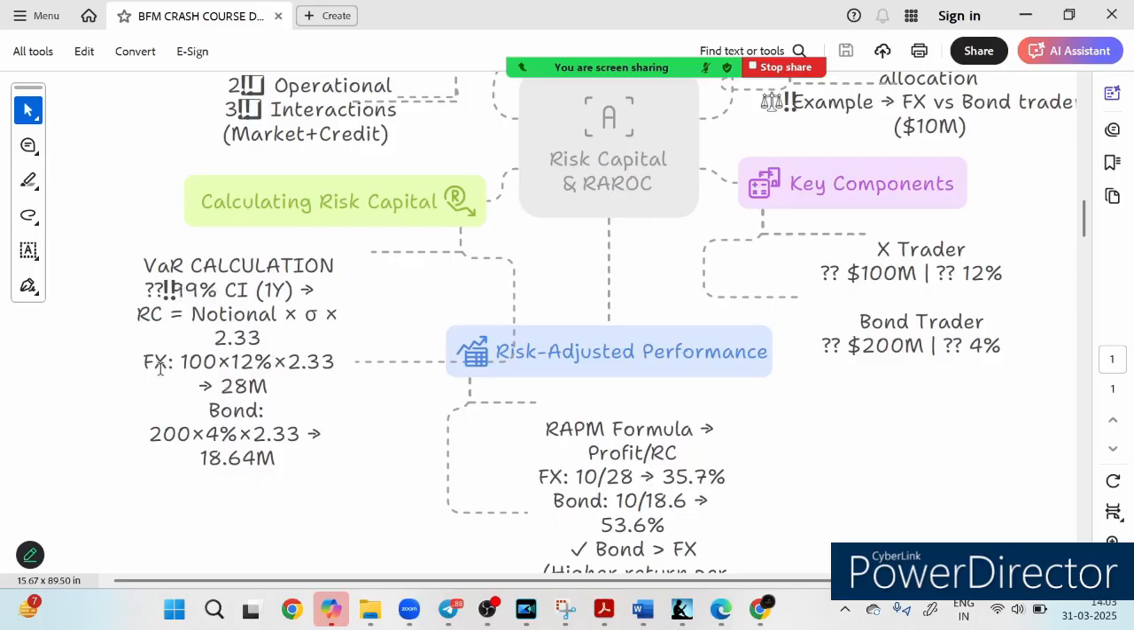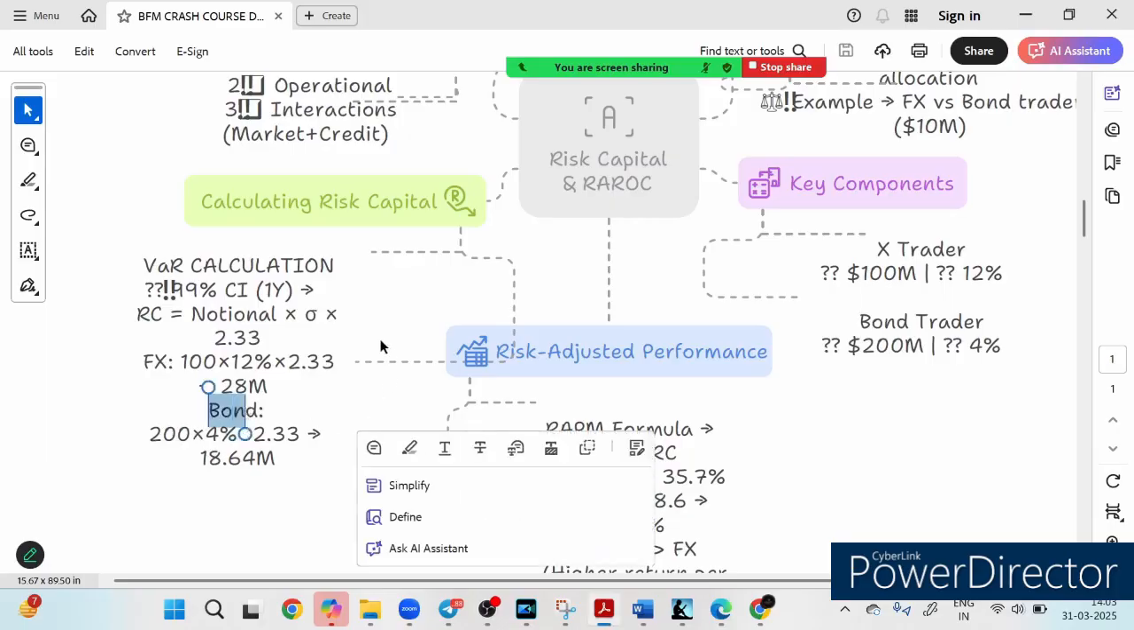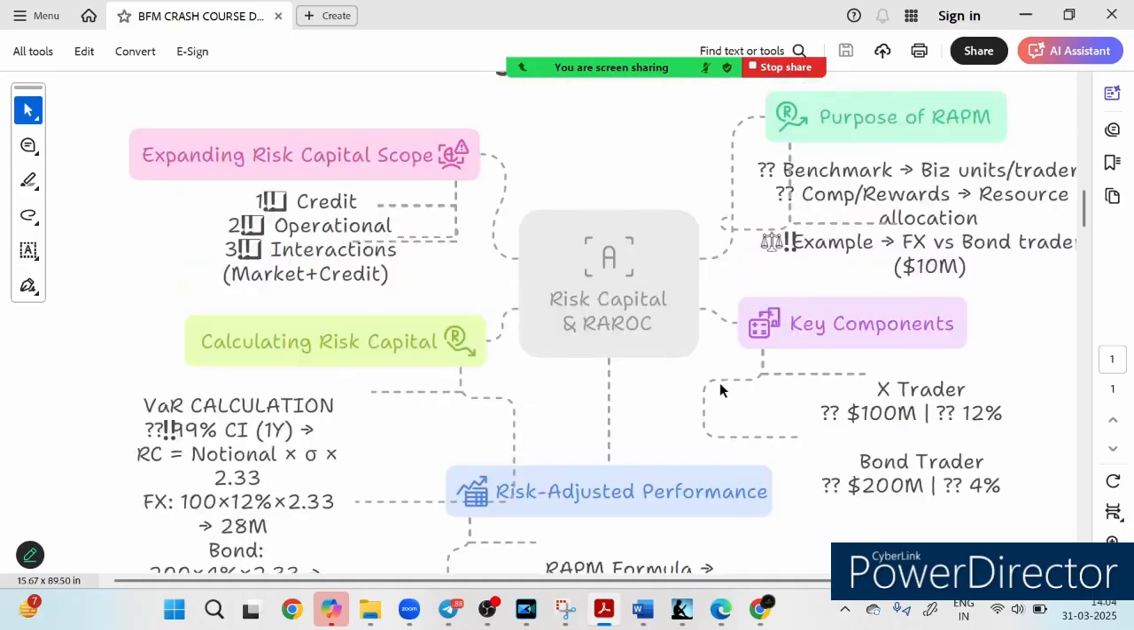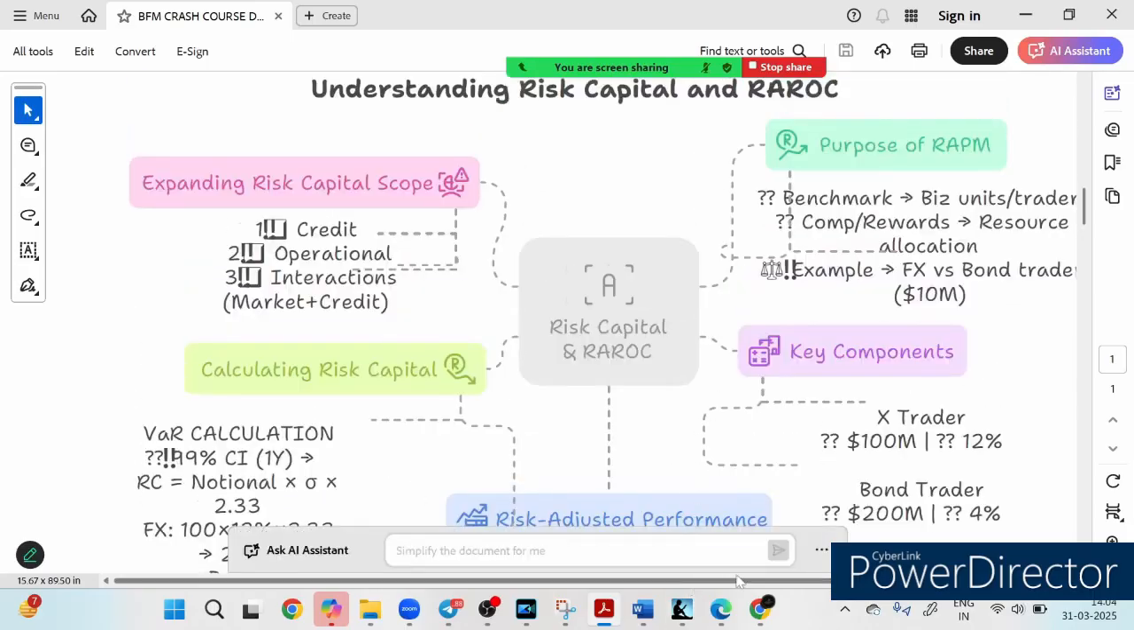This is the risk capital for forex trading. And suppose another investor invested in bonds, and in the case of bonds, the volatility is just 4%, and suppose he has invested $200 million. In this case, you can see the risk capital is 18.64 million. But simply knowing risk capital is not enough. Yes, we know how to calculate risk capital, I have just told you, but simply knowing risk capital is not enough. So we have to look at the purpose of RAPM.